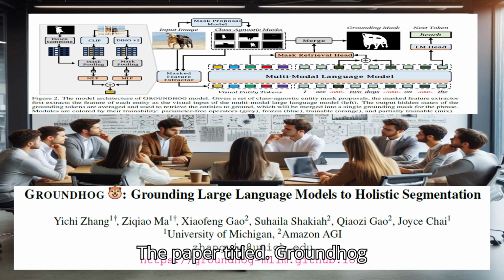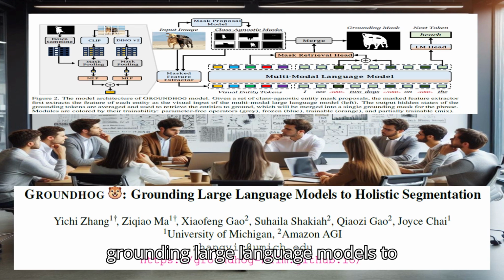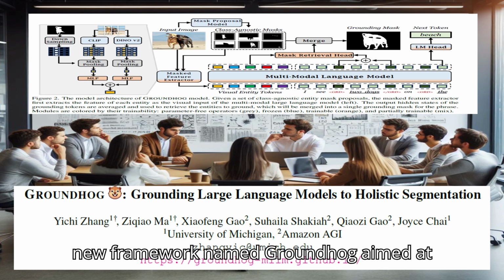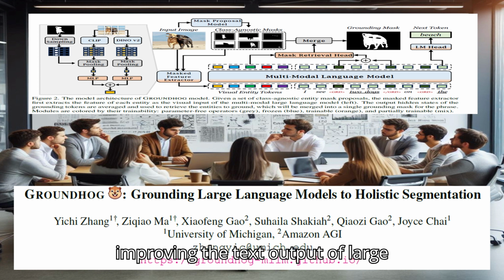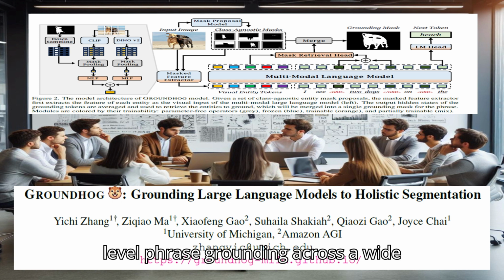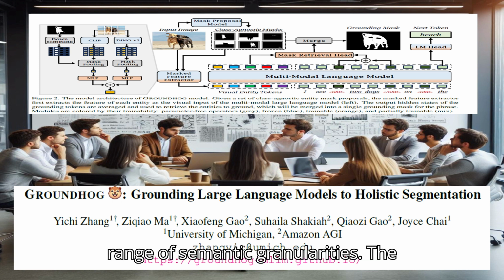The paper titled GROUNDHOG, Grounding Large Language Models to Holistic Segmentation, presents a new framework named GROUNDHOG, aimed at improving the text output of large language models by incorporating pixel-level phrase grounding across a wide range of semantic granularities.